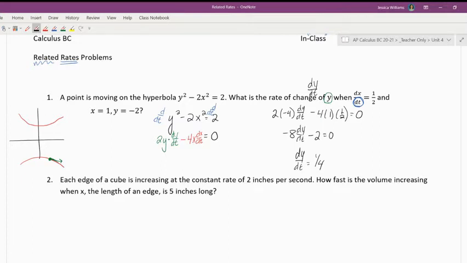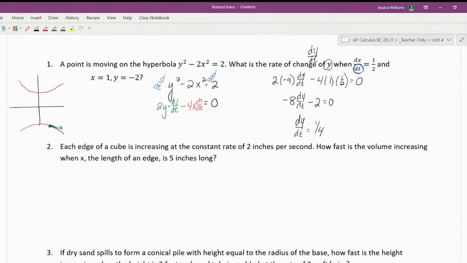An edge of a cube is increasing at a constant rate of 2 inches per second. Do you hear the rate in that? 2 inches per second. Inches per second. So just like in those verbalizations we did late last week, that's a derivative. That's a slope. How fast is the volume increasing when x, the length of an edge, is 5 inches long?